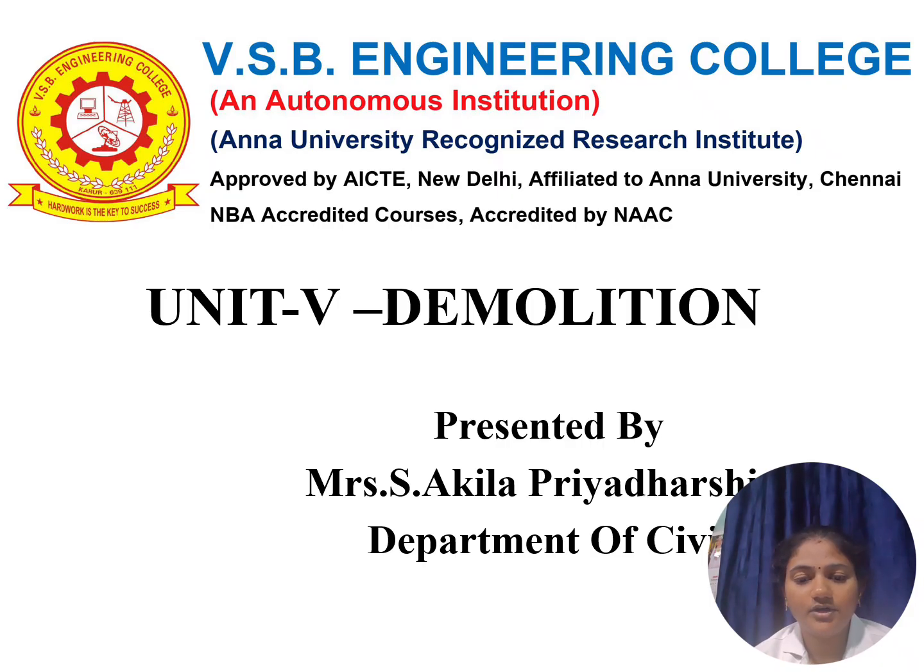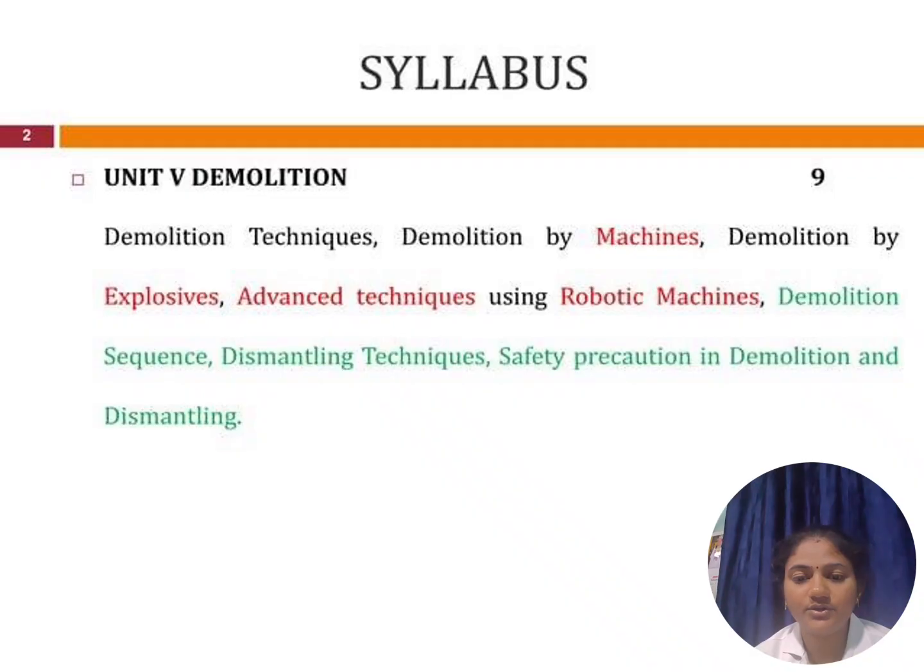And today we are going to see about Unit 5, Demolition. In this unit, we are going to see about the demolition techniques, whether the demolition is done by machines, then by explosives, and advanced techniques for the demolition, by using robotic machines, and the demolition sequence. Before demolition, what all the safety precautions are needed in the demolition and dismantling are discussed in this unit.